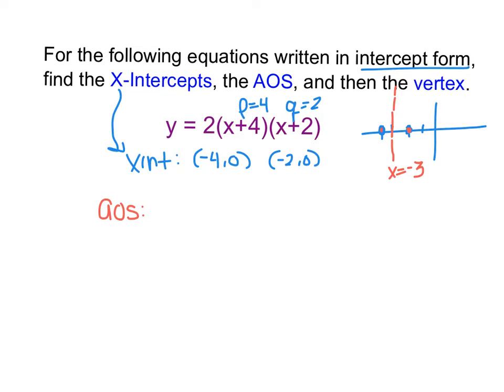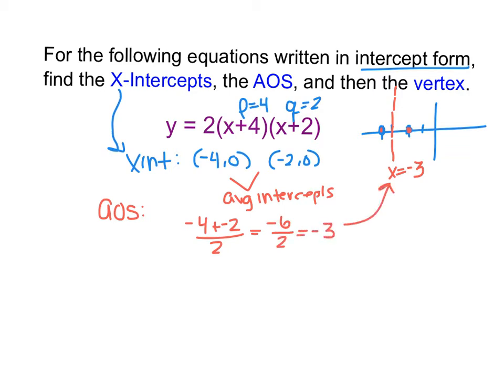The other thing you can do is find the average of your two intercepts. So if it's not so obvious to you, find the average by adding them together and dividing by 2. So we take -4 plus -2, which becomes -6, divided by 2, and we get that same answer. So our axis of symmetry here is x is equal to -3.